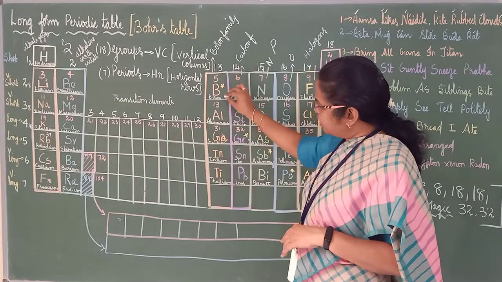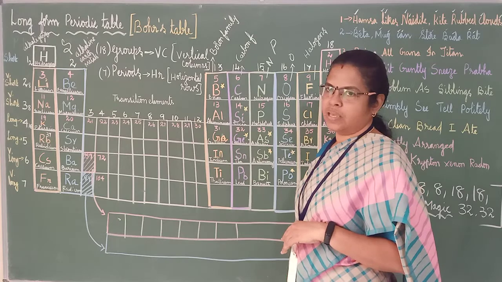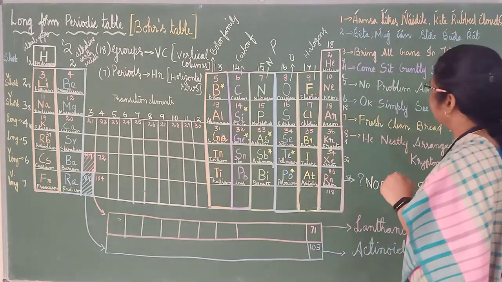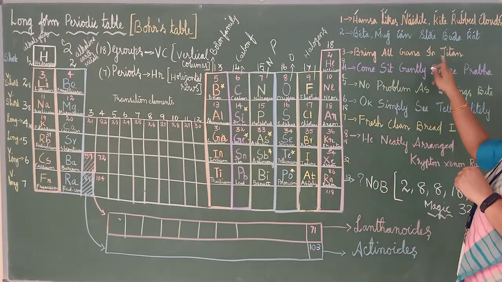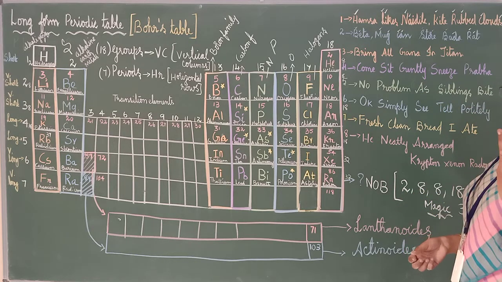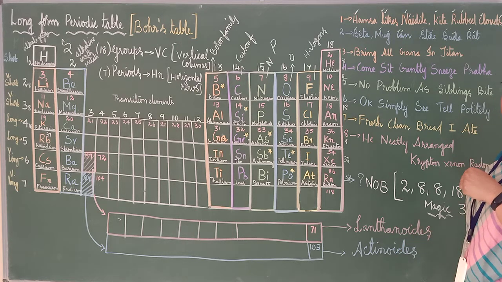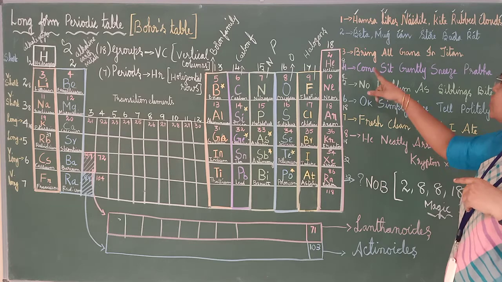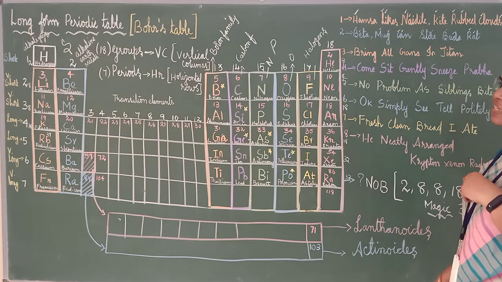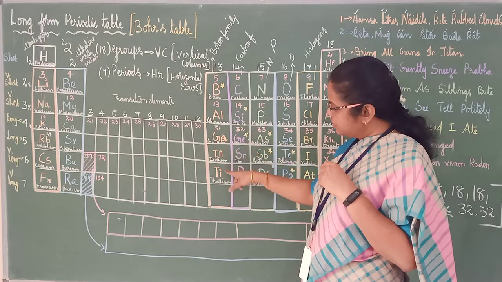Okay, second group. Then third group. See, this is the third group. Boron, aluminium, gallium, indium, thallium. Okay. Try to remember this. How can we remember? See, your friend is having a Titan watch. You want all the songs to be kept inside that. Okay. Nowadays anything is possible. So, bring all Ghana in Titan. Bring all Ghana in Titan.